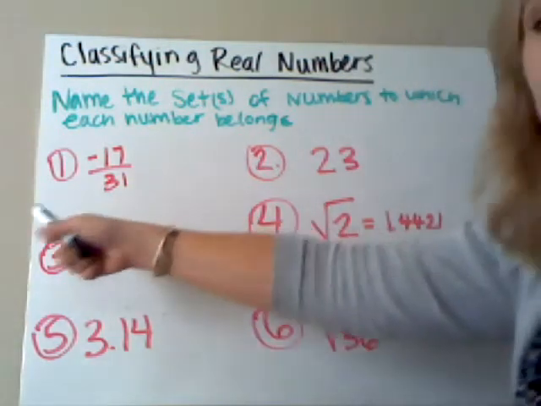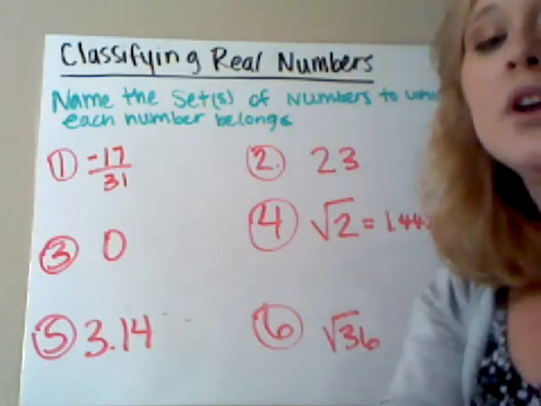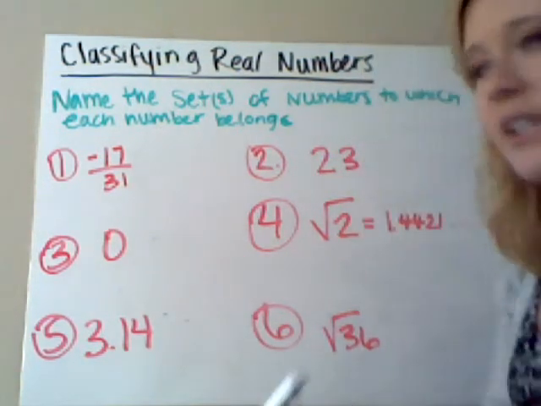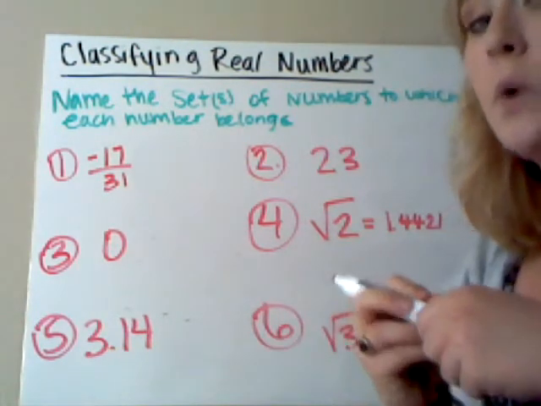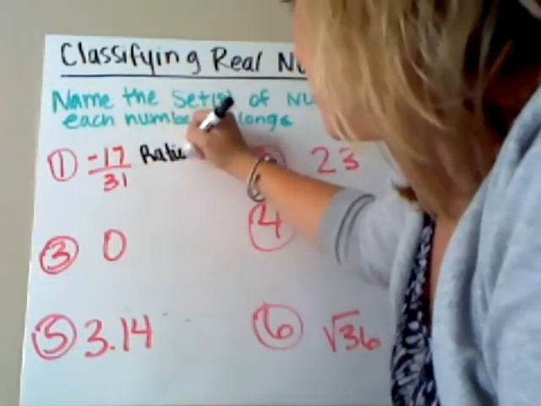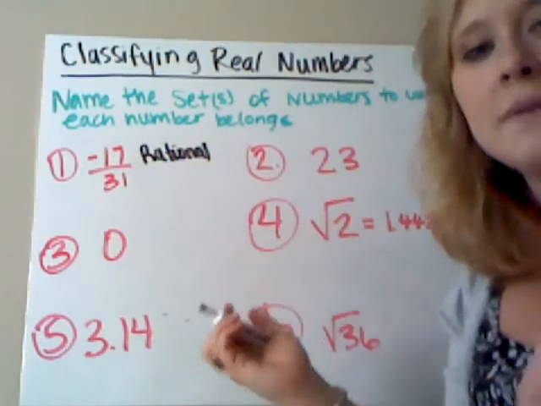So let's look at the first one. It's -17/31. It's a fraction, therefore it's what? Rational, because rational numbers can be expressed as fractions, but that's also, in the whole scheme of things, a real number.